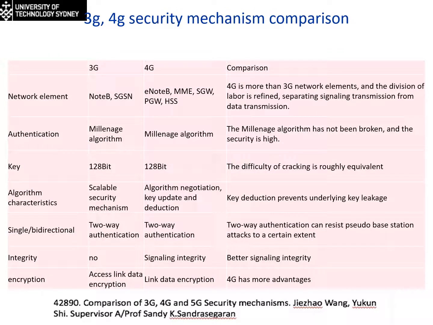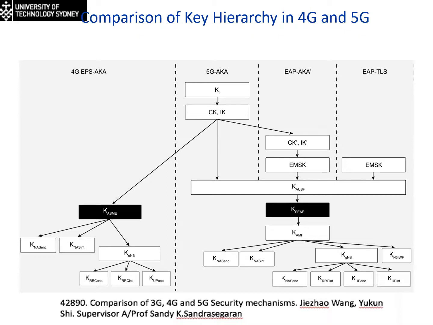The following shows the comparison of the security mechanism of 3G and 4G. 4G has further improvement over 3G in most areas. The figure shows the difference between the 4G and 5G key levels. We can find that the 5G security mechanism is more diverse and more complex.